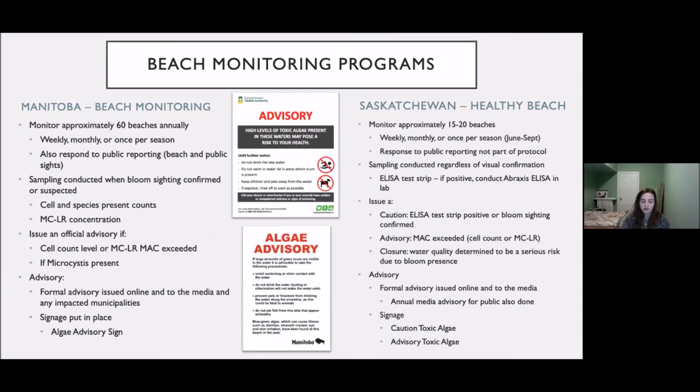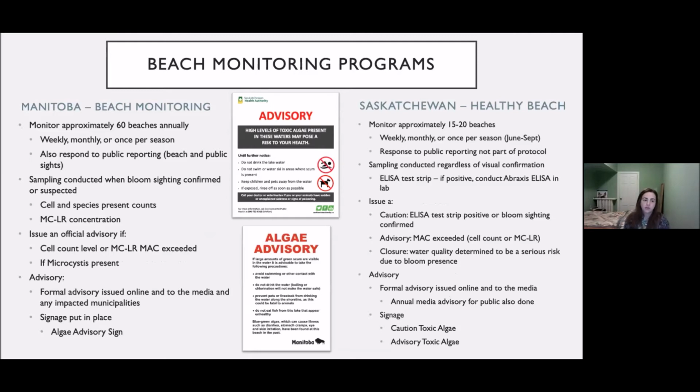So I'm just going to do a little bit of a comparison between two of the beach monitoring programs. In Manitoba, they monitor approximately 60 different beaches annually during the summer months. So it's actually May to September. They respond to public reporting. So if somebody calls in from the beach, they will respond to that.